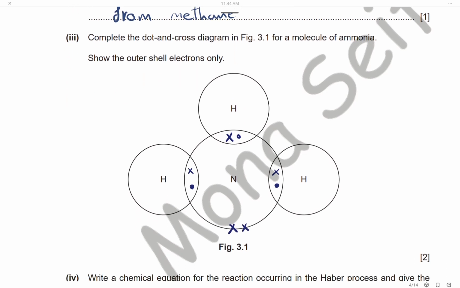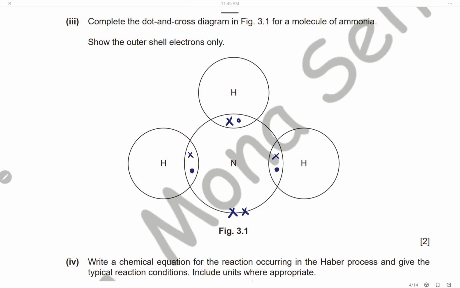Complete the dot and cross diagram for the molecule of ammonia. Show the outer electrons only. Here we have the nitrogen. Nitrogen has 5 outer shell electrons, so it will share 1 electron with each hydrogen atom. Now each hydrogen has 2 electrons, a complete outer shell. Then we will have a lone pair of electrons on the nitrogen atom, because nitrogen has 5 electrons, 3 shared with 3 hydrogen atoms, and it still has a lone pair of electrons in the outer shell. This is how to draw the dot and cross diagram for ammonia.